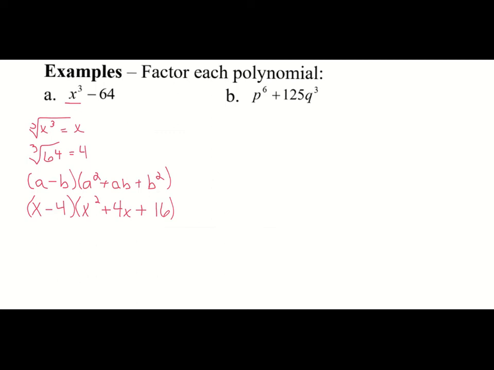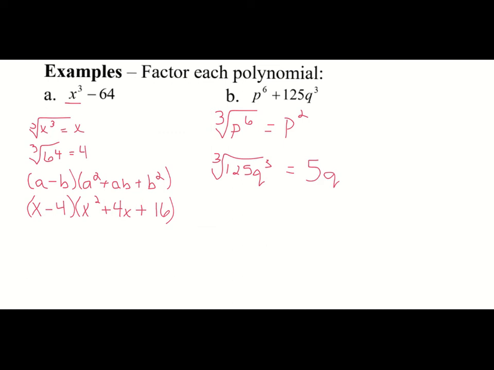For B, if I look at that, I can see that there is, again, no GCF I can factor out, and they aren't perfect squares, or at least the 125 and q cubed is not. But I can take the cube root of p to the 6th power. Remember, 3 goes into 6 twice, so it would be p squared. And the cube root of 125q to the 3rd power is going to be 5q.